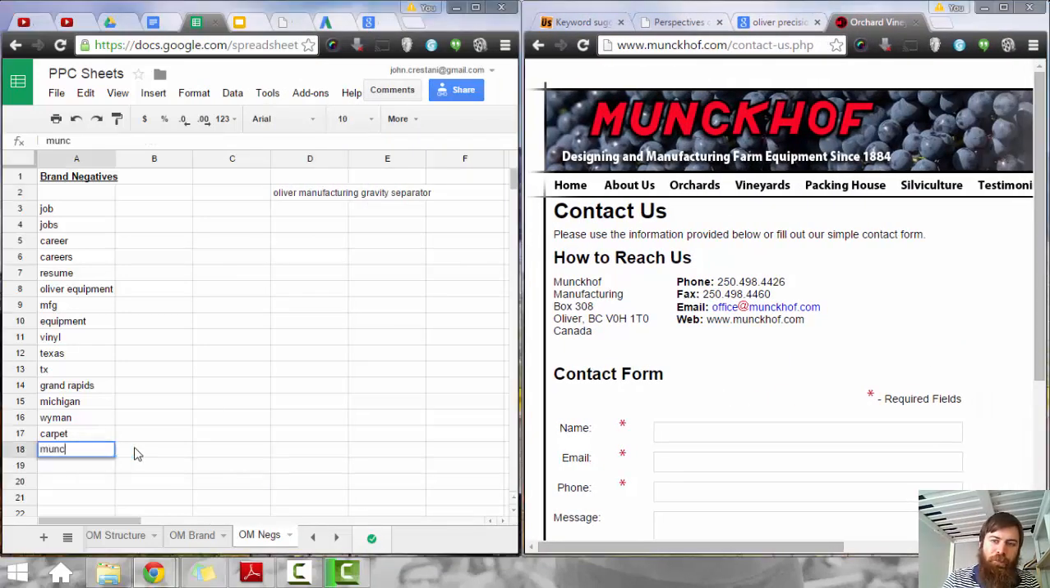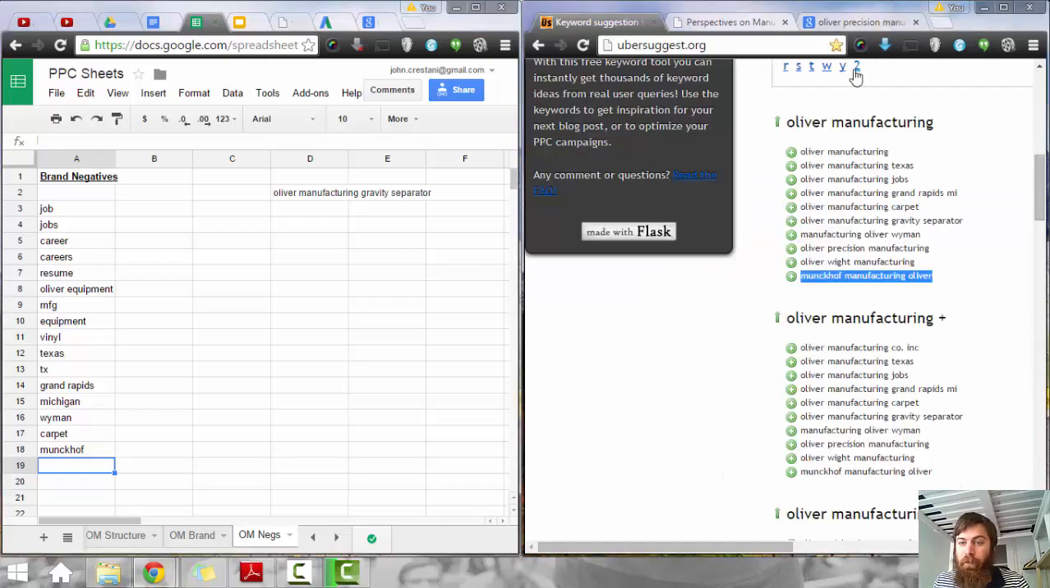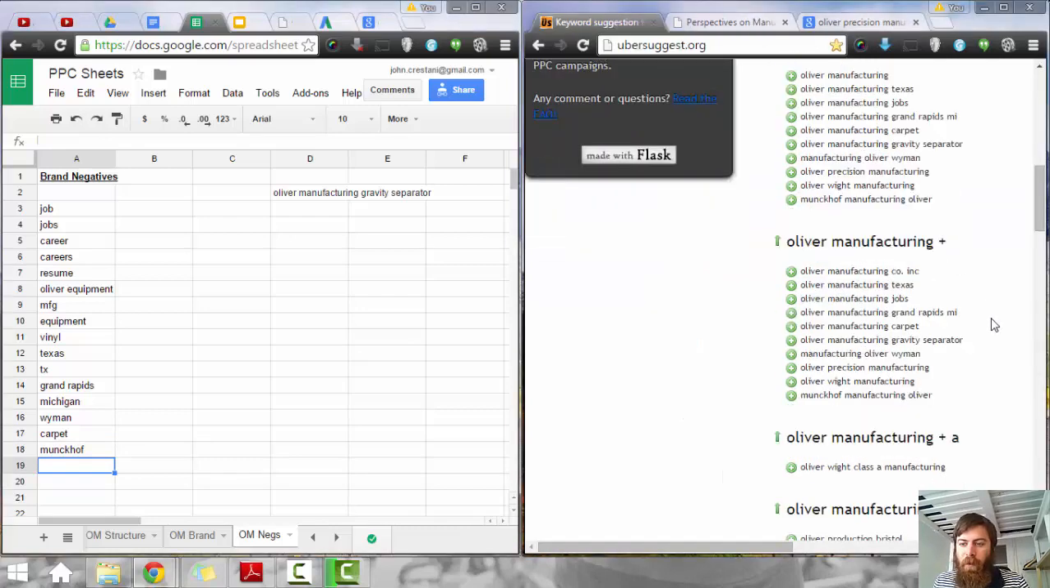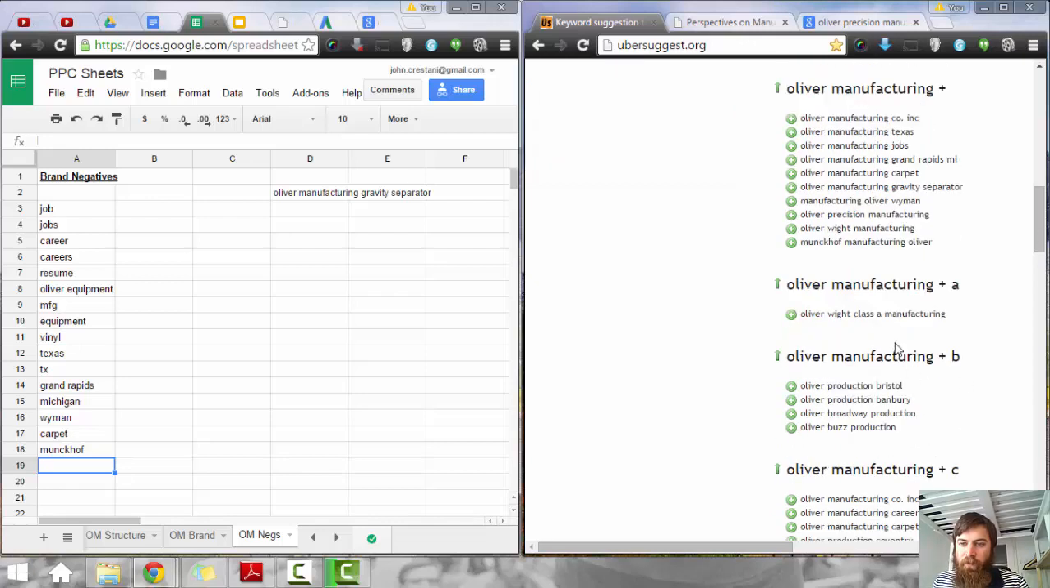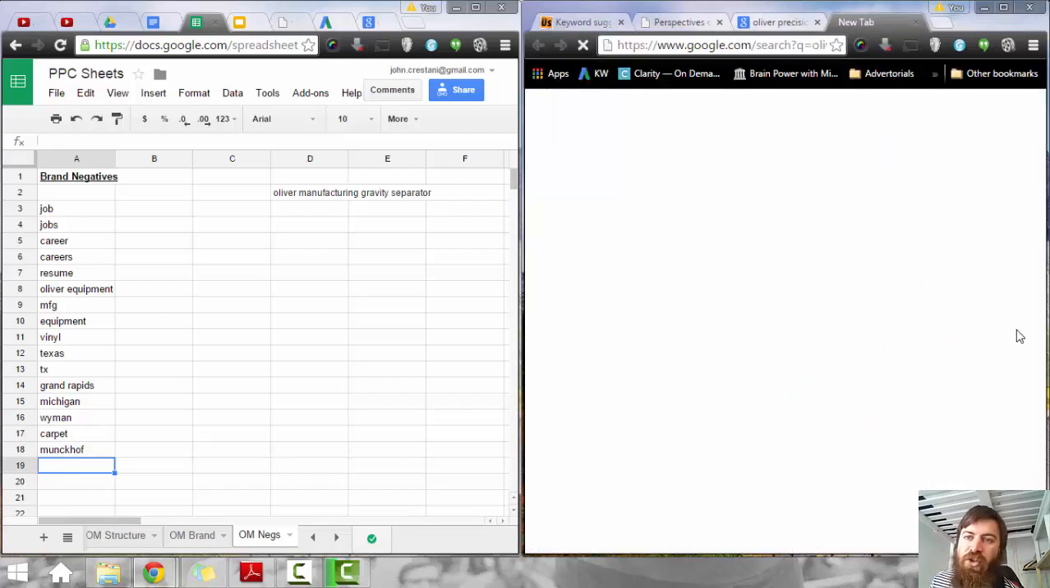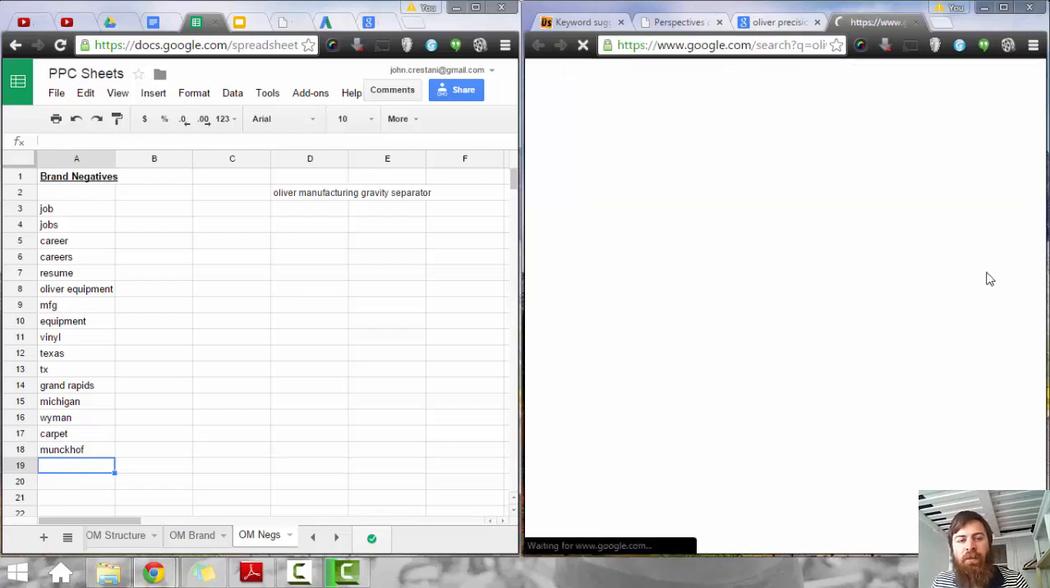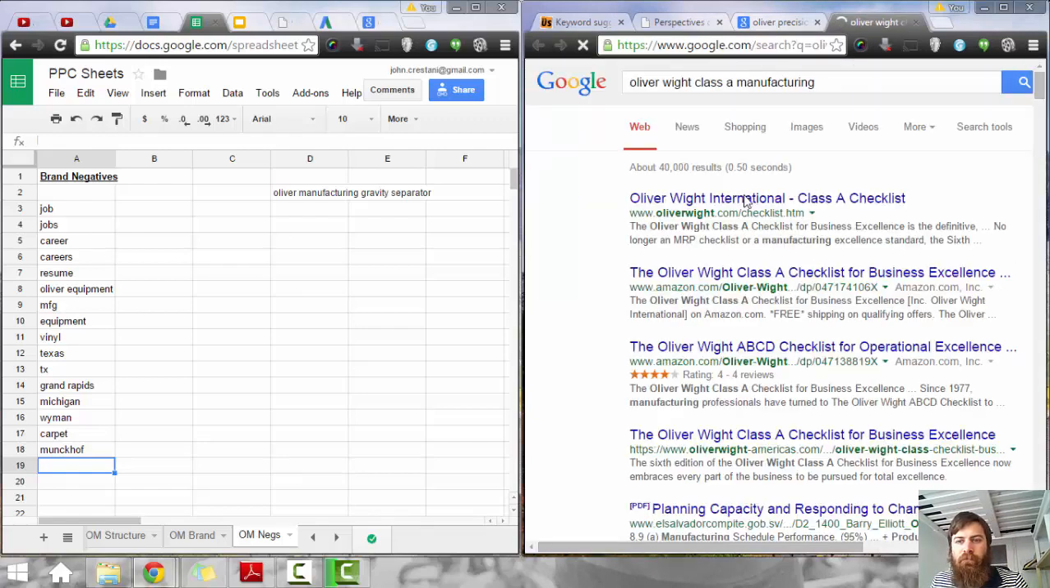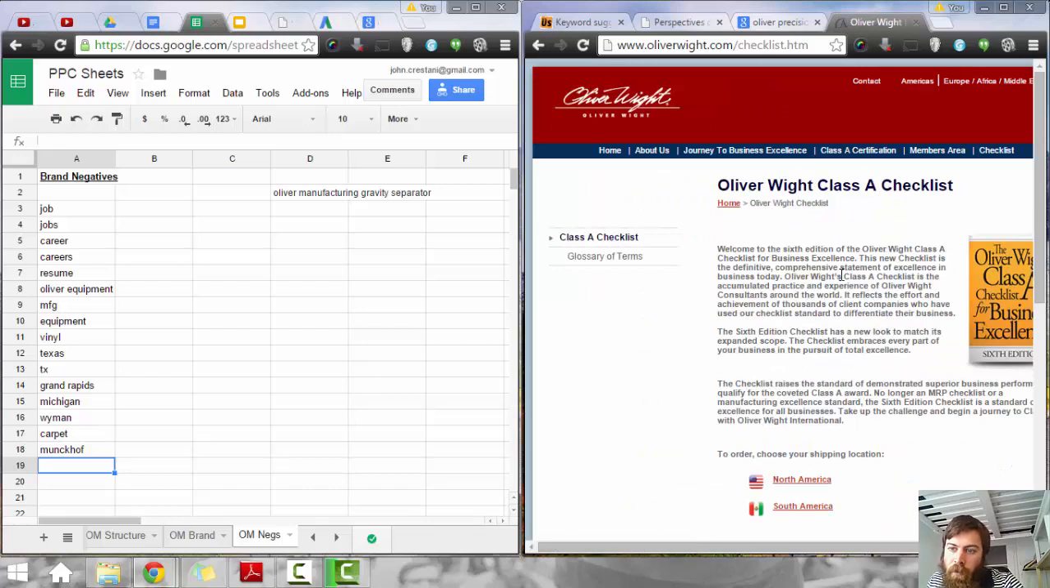So I'm actually going to add Moonkopf as a negative. Maybe the owner's name is Oliver Moonkopf. So who knows? But we're going to use that as a negative there. Oliver White Class A Manufacturing. Again, we're going to have to search for this because we don't know what this is. This is a lot of negatives we have to go through here.